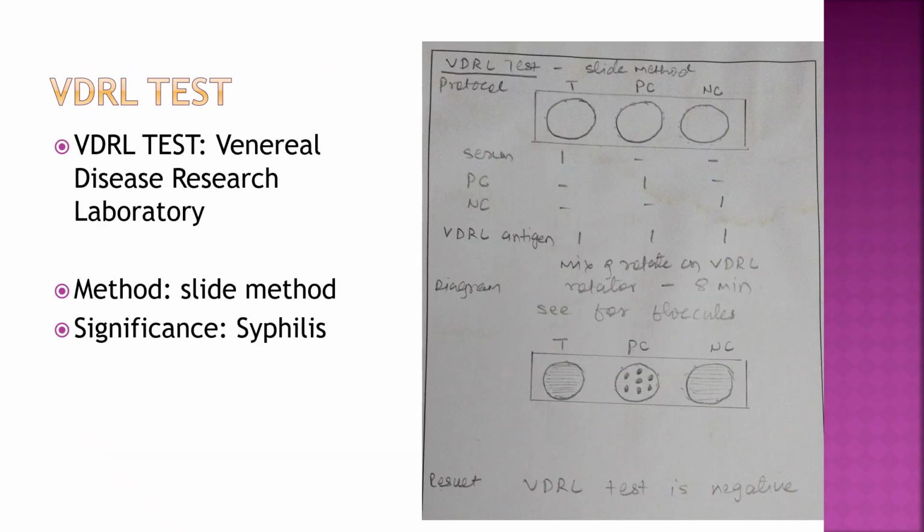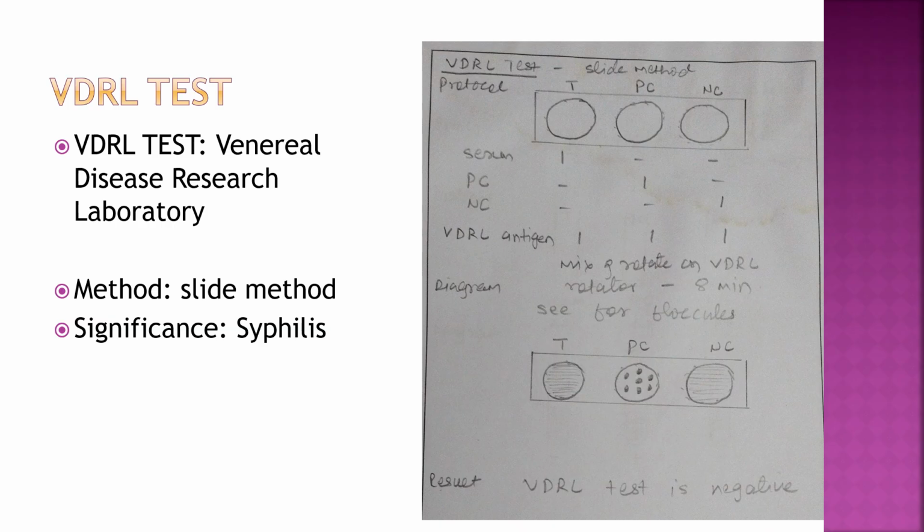Then the VDRL test, the Venereal Disease Research Laboratory test, by slide method. Again take 1 drop of serum, 1 drop of positive control, 1 drop of negative control, add 1 drop of antigen to each, then mix and rotate for 8 minutes on the VDRL rotator or manually, and then look for the clumps. Here you will see floccules. For the report: if no floccule is seen, non-reactive; if weak floccules are seen, weakly reactive; if strong floccules are seen, strongly positive.